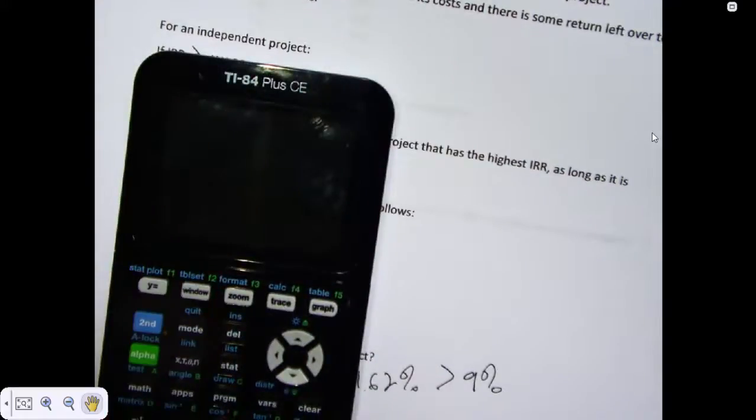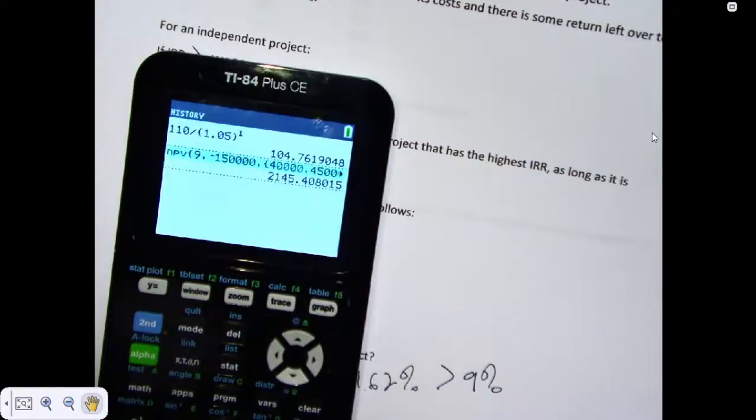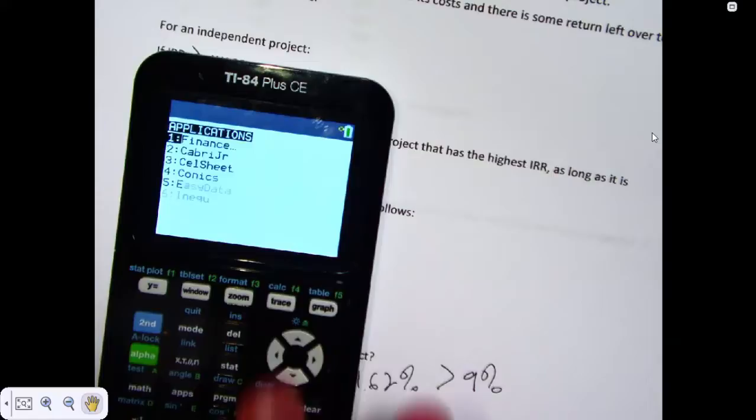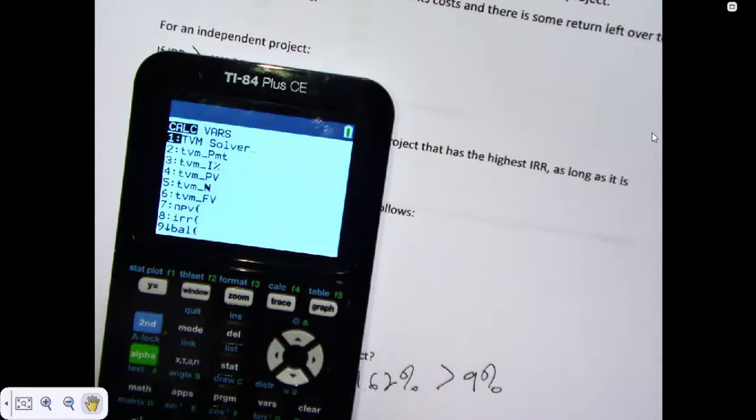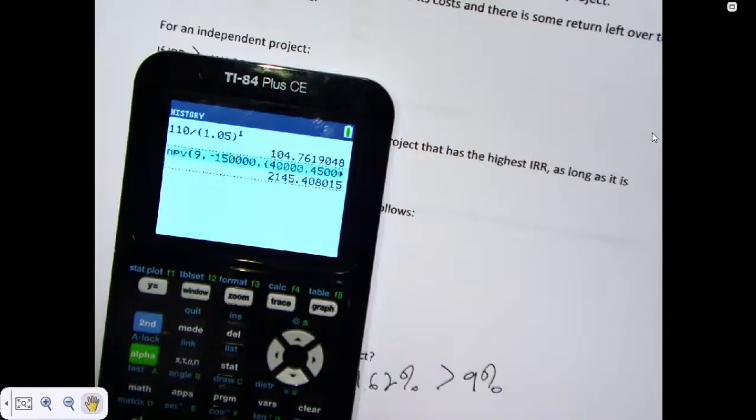In the TI-84, again, I like this because you can see all the inputs all at once. I would go out here to apps. I would press 1 for finance. And then number 8 is IRR. So I'm going to press 8.